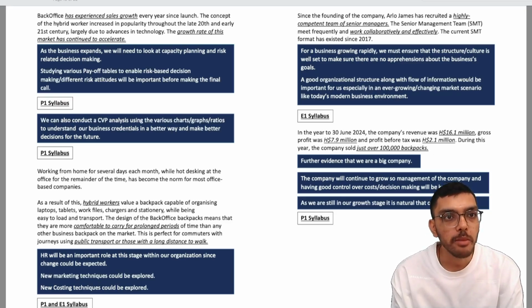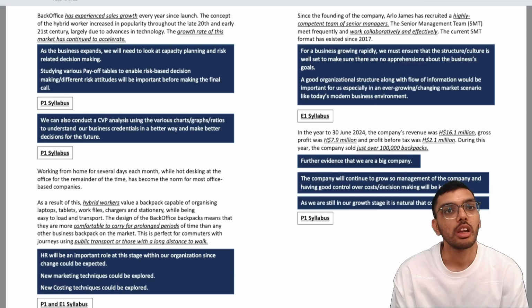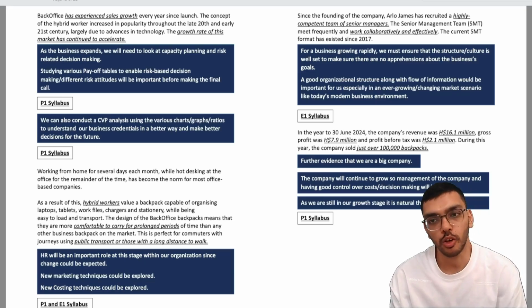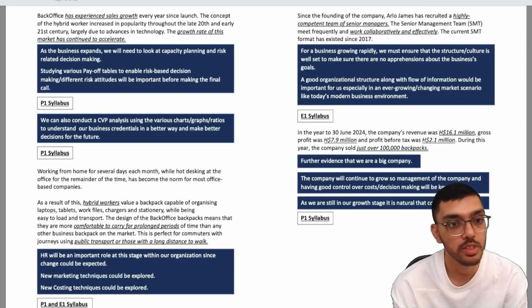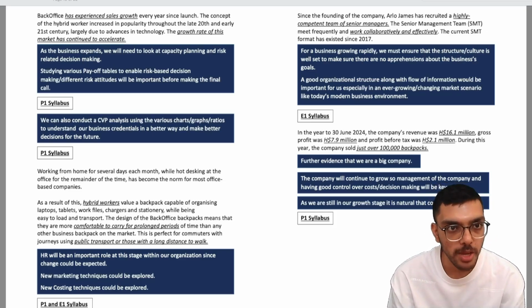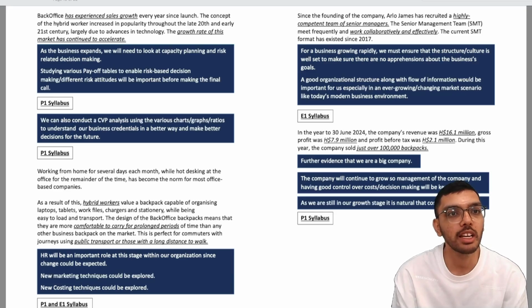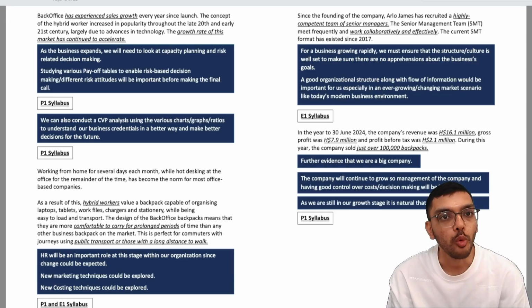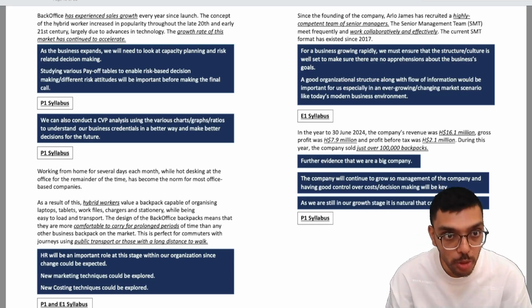The concept of the hybrid worker increased in popularity throughout the late 20th century and 21st century, largely due to advances in technology. So the niche was found and it was attacked by our founder, Arlo James. The growth rate of this market has continued to accelerate. Now, as the business expands, we will need to look at capacity planning and risk-related decision making. When to produce, where to produce, how much to produce.